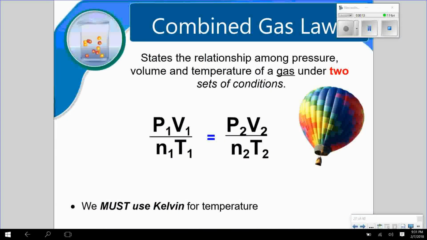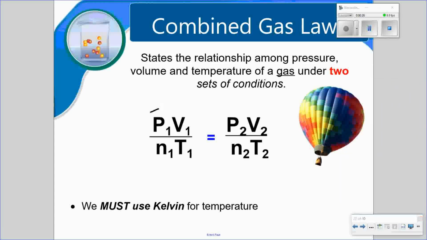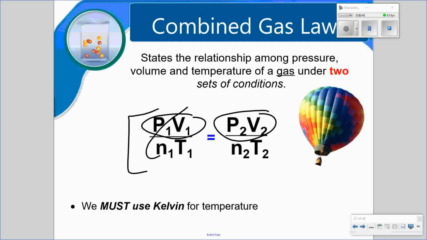So the combined gas law states the relationship amongst pressure, volume, temperature, and number of moles of a gas under two sets of conditions. If you look at the equation for the combined gas law, you'll notice it probably looks fairly familiar. All the individual gas laws that we have learned about thus far are more or less included in this. You've got Boyle's law here, P1 V1 equals P2 V2. You've got Avogadro's law here. You've got volume and temperature, Charles's law, and you've also got Gay-Lussac's law, pressure and temperature, right here.